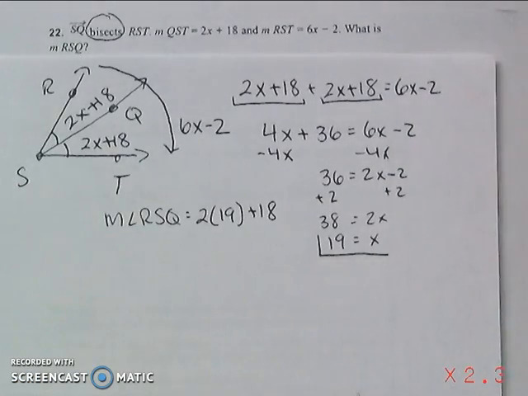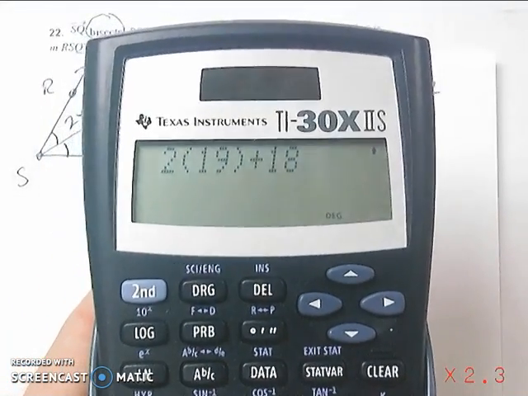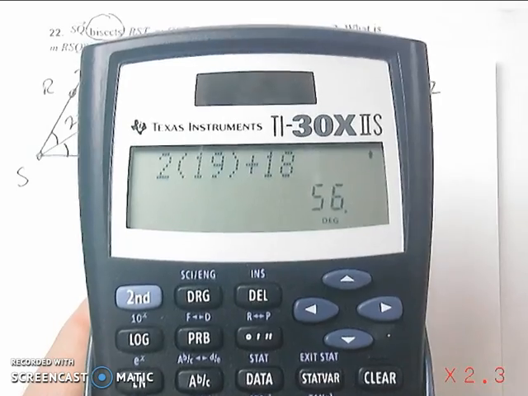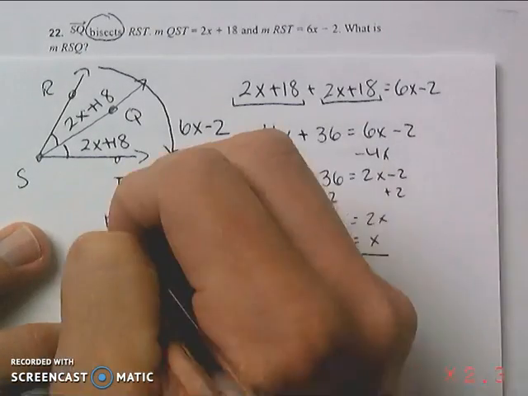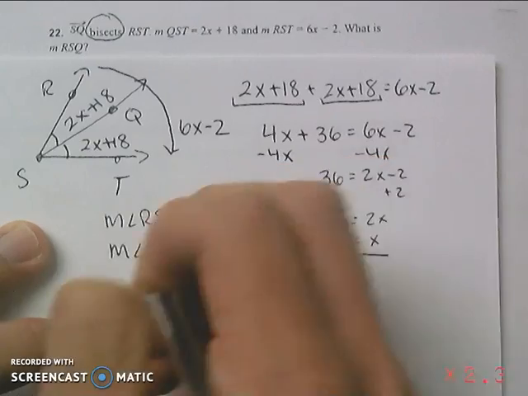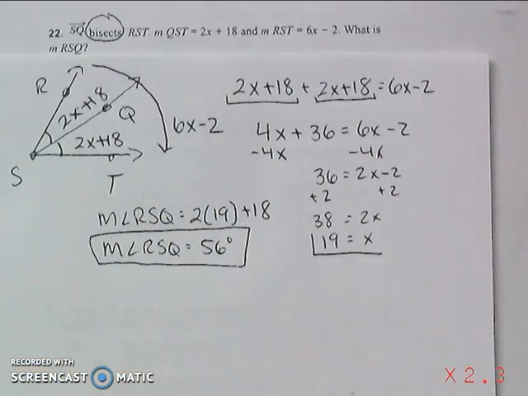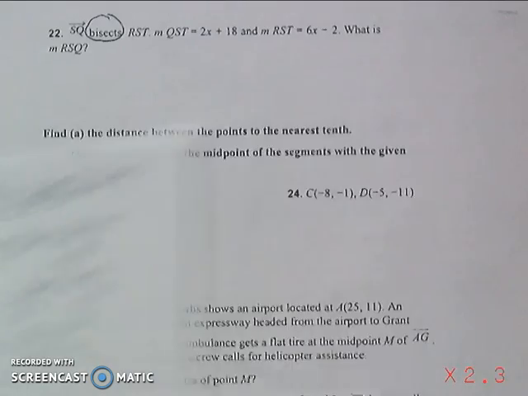I'm going to use my calculator just to double check everything. And we get 56. Okay, so there we go. Nice and easy. So for 22, we get 56 degrees.